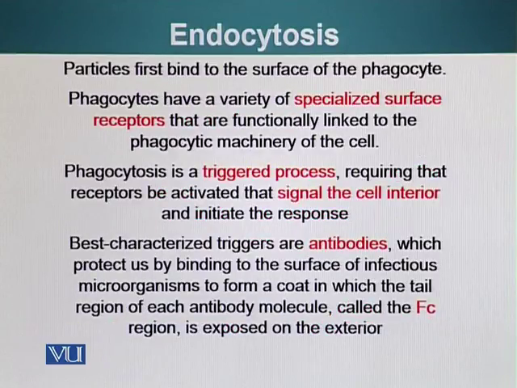Particles first bind to the surface of the phagocyte. Phagocytes have a variety of special surface receptors that are functionally linked to the phagocytic machinery of the cell. Remember, we talked about Fc regions of the antibodies. These Fc regions, or the tail regions of antibodies, are recognized by Fc receptors present on the phagocytic cells on their surface. These receptors bind the Fc domains of the antibodies, which have coated, for example, a bacterium.